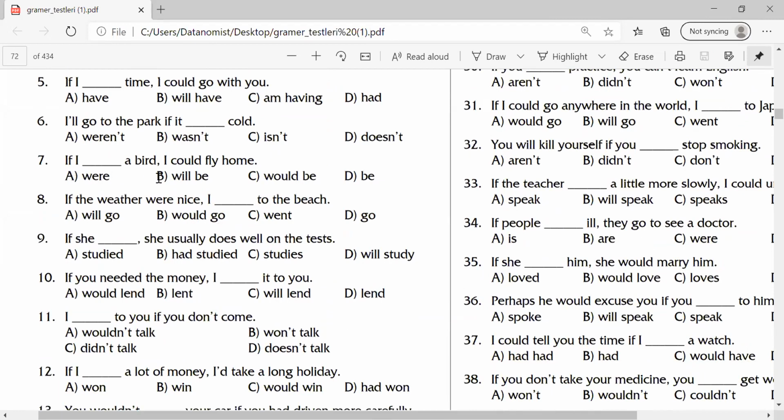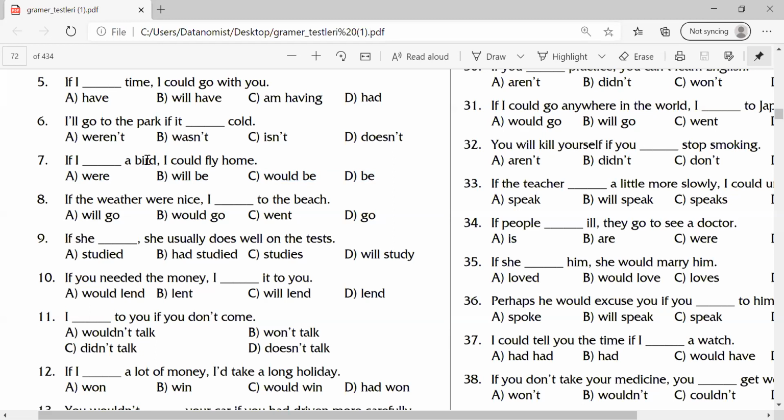If I dash a bird, guys, you have to bear with my voice. I have some sore throat, guys. If I dash a bird, I could fly home. Once again, conditional part. So this fellow is given complete, I mean, primary sentence: could fly. So I'm looking for the blank within a condition.